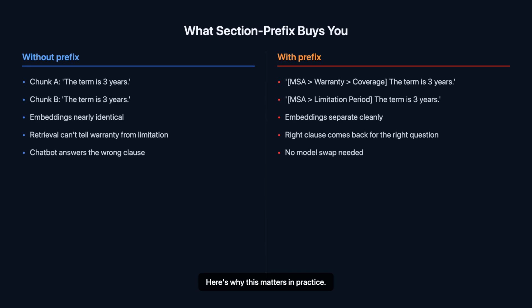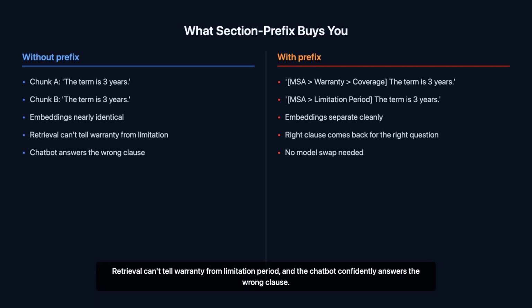Here's why this matters in practice. Take a long master services agreement with 2 clauses that both happen to read "the term is 3 years." Without the prefix, the chunker stores chunk A and chunk B with nearly identical text. Their embeddings sit on top of each other in vector space. Retrieval can't tell warranty from limitation period, and the chatbot confidently answers the wrong clause.